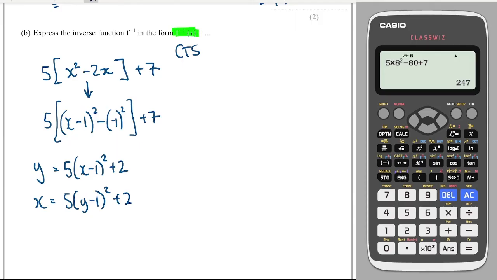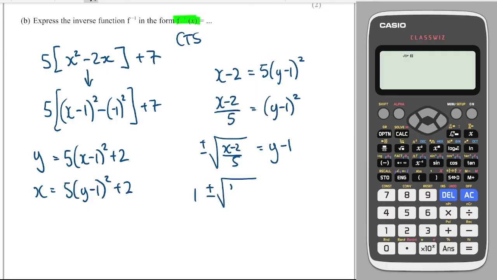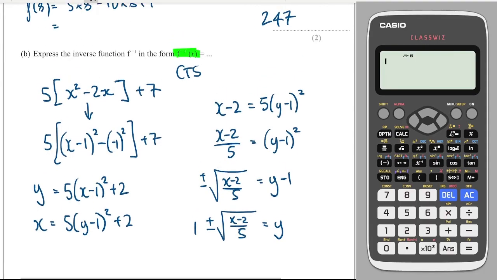And that's essentially swapping the inputs for the outputs and thus creating an inverse function. And now I can make y the subject by subtracting 2 from both sides. Next step is to divide through by 5, which isolates the squared term, and then I can square root this, and I will get plus or minus here, and then I will get y minus 1, and then I can add 1 to both sides, so I get 1 plus or minus the square root of x minus 2 over 5 equals y.